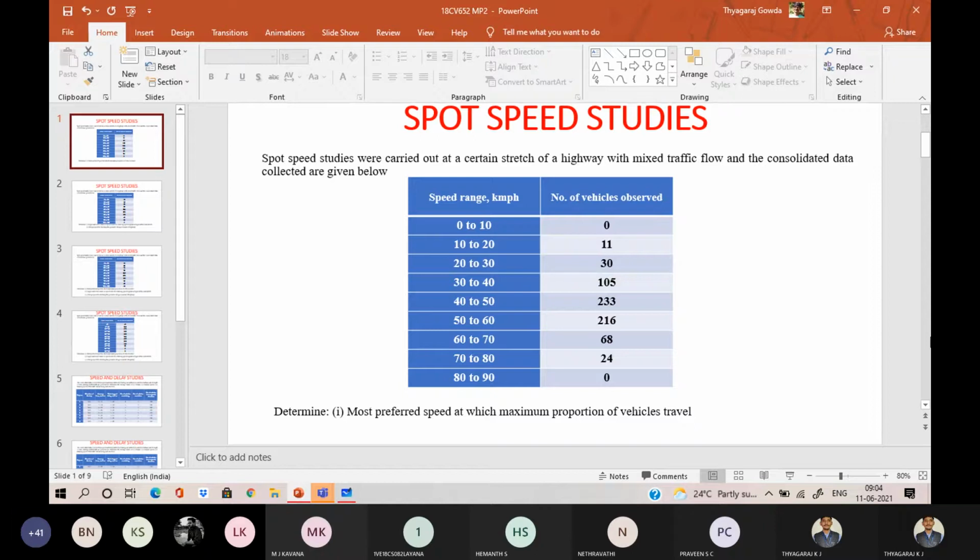These are very simple problems. From the graph you are going to get the solution. In the exam they may ask this type of problem, especially these spot speed study problems. That is a graphical representation. Very simple.